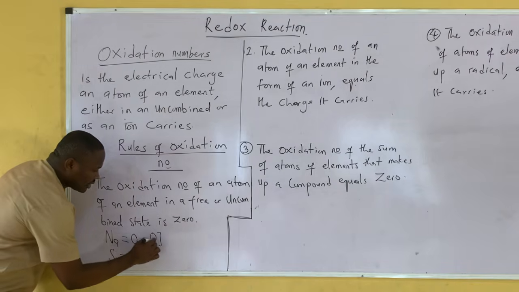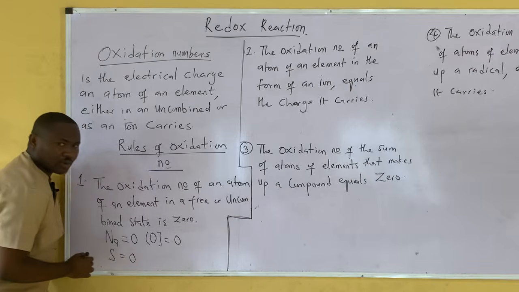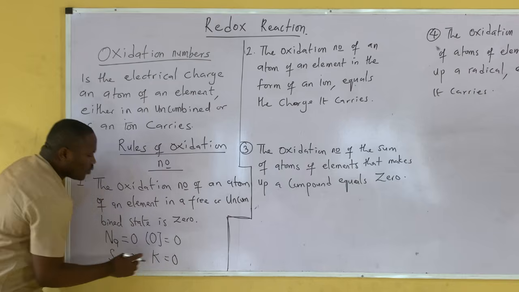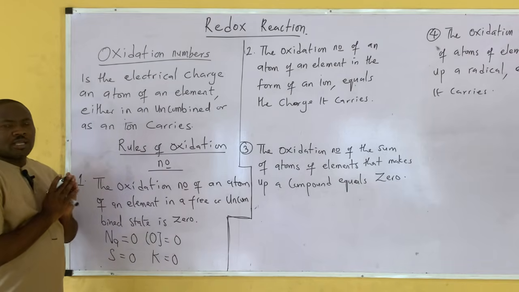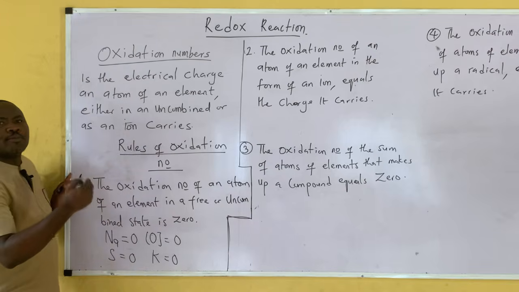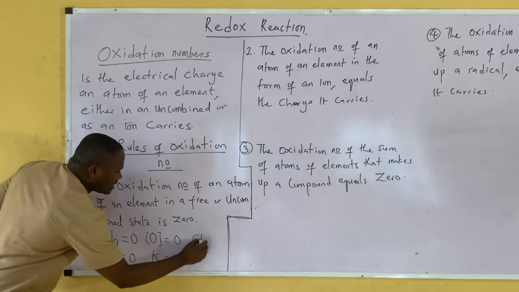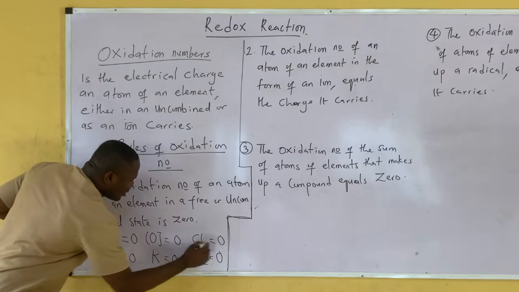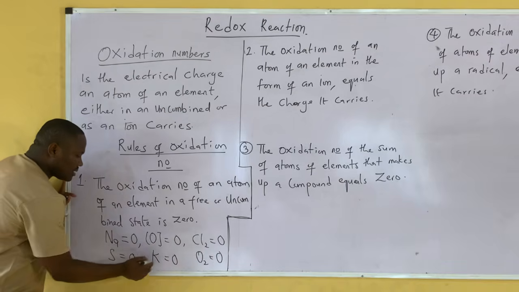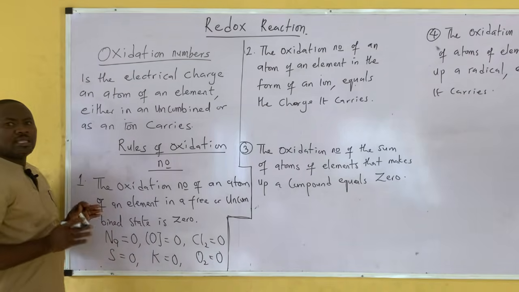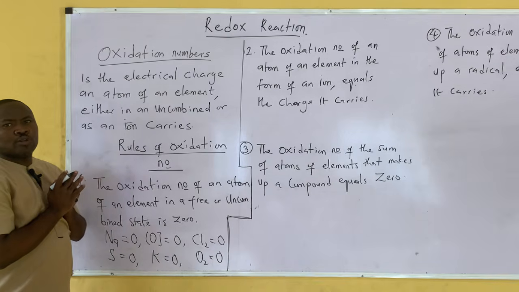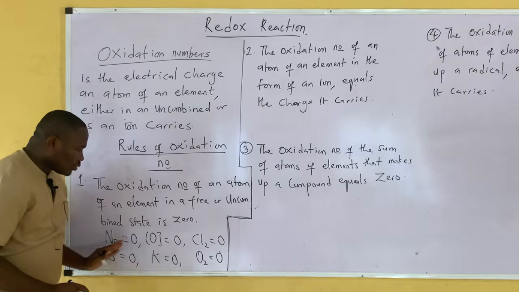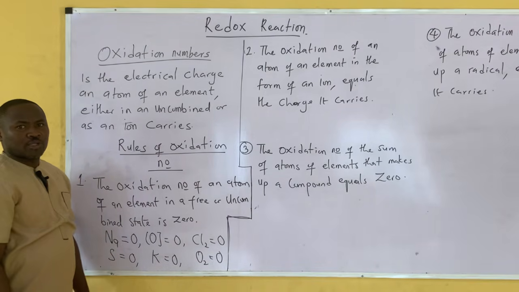Oxidation number of oxygen is 0. Oxidation number of potassium is 0. Once an atom is existing in a free state, even if it's a molecule, for instance, Cl2 is 0, O2 is 0. Once an atom of an element is existing in a free state or an uncombined state, just with itself or alone, we say that the oxidation number is equal to 0.